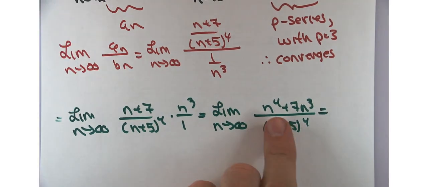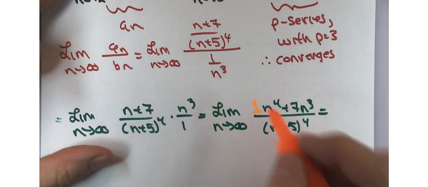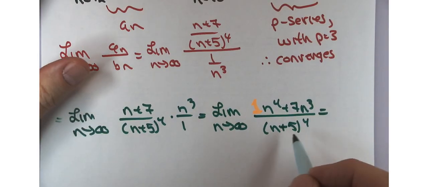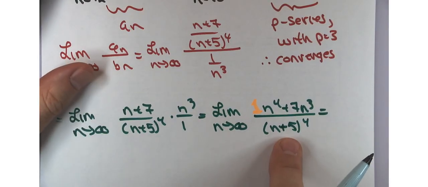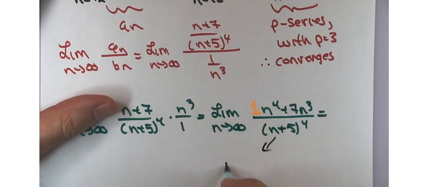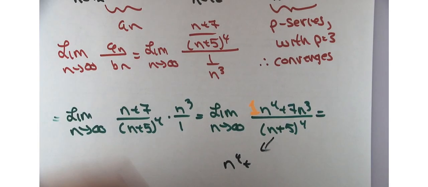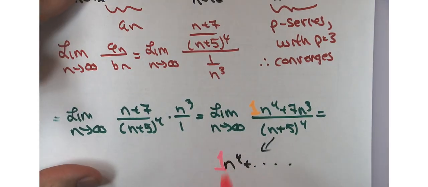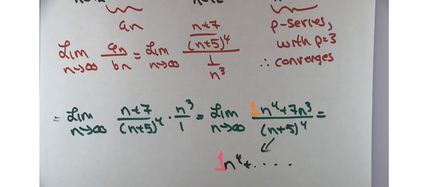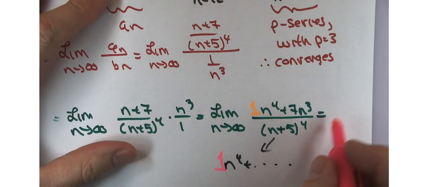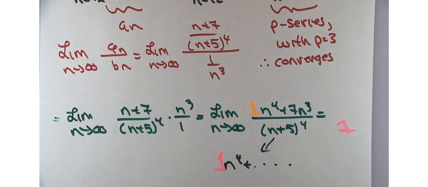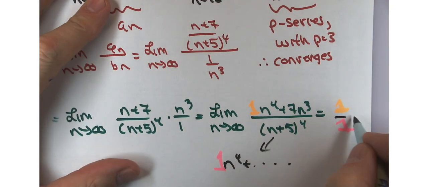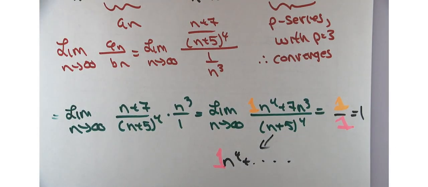We've got an n to the fourth here, and if you FOIL out the fourth power, if you use Pascal's triangle, for instance, you're going to end up with n to the fourth plus something. And it doesn't matter what the somethings are after that point. We know that you're going to have a coefficient of 1 for your n to the fourth term. So we'll end up with a 1 in the numerator and a 1 in the denominator. So you get a limit of 1. And that's what we're looking for. We're looking for a finite limit.